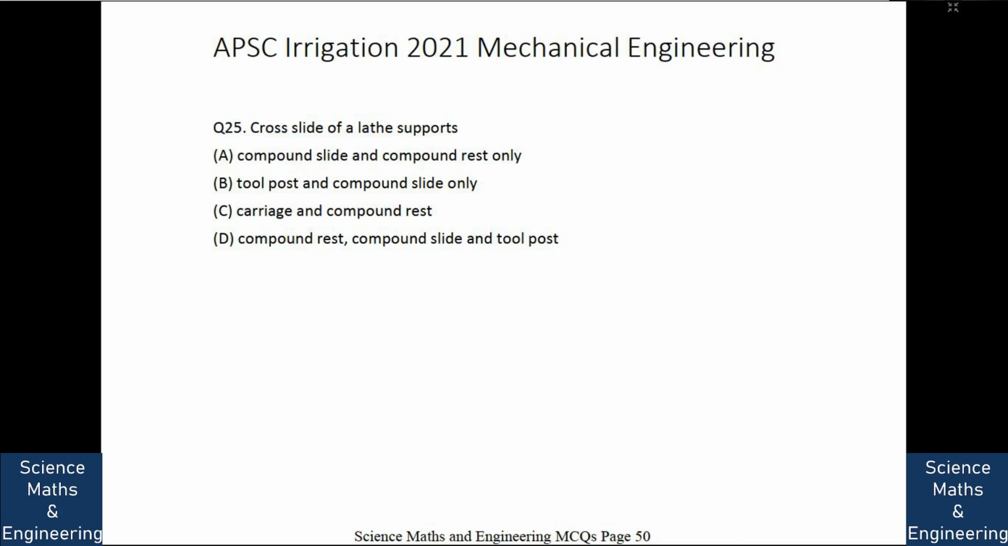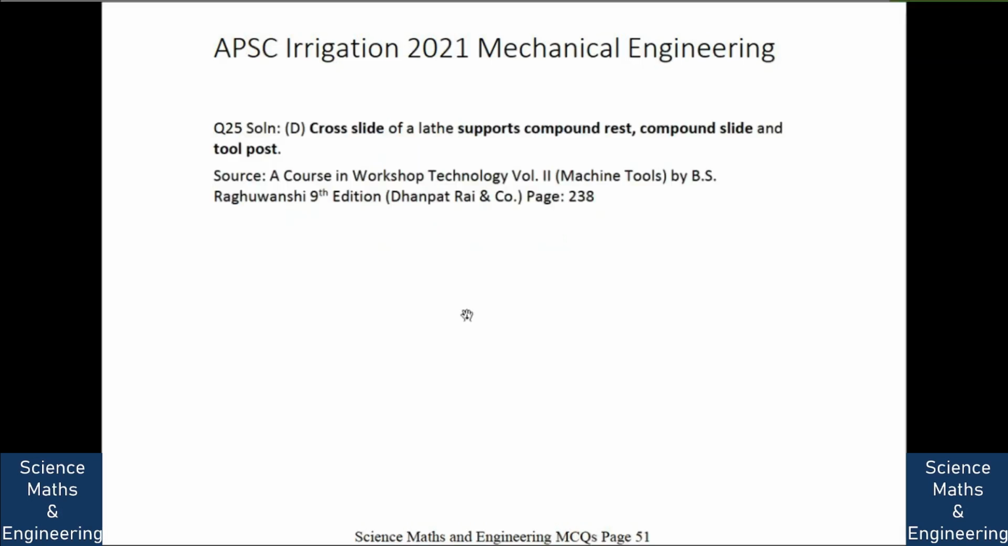The cross slide of a lathe supports A, compound slide and compound rest only, B, tool post and compound slide only, C, carriage and compound rest, D, compound rest, compound slide and tool post. So you can pause and think of the solution. So the answer is: the cross slide of a lathe supports compound rest, compound slide and tool post. This is again a Workshop Technology question, as it is of the lathe machine.